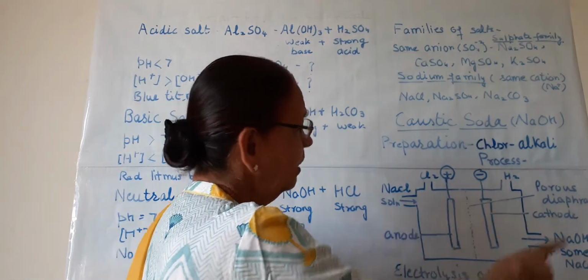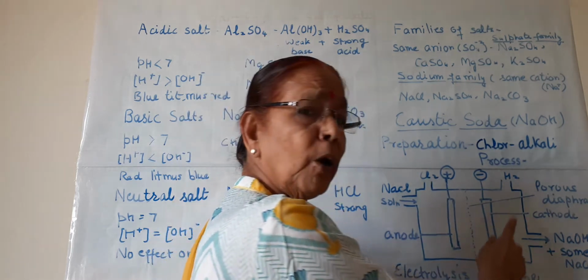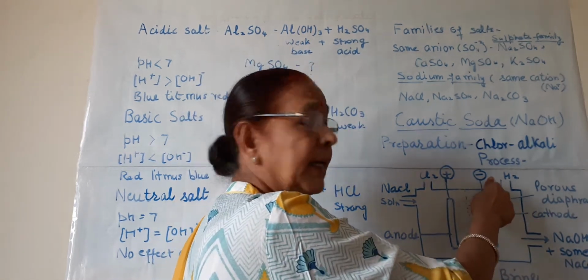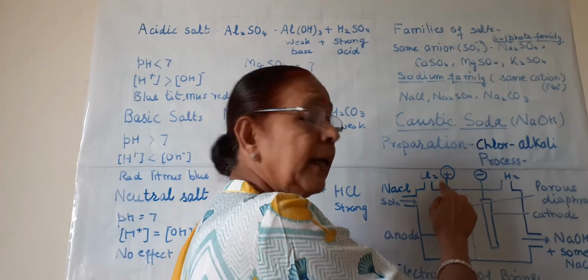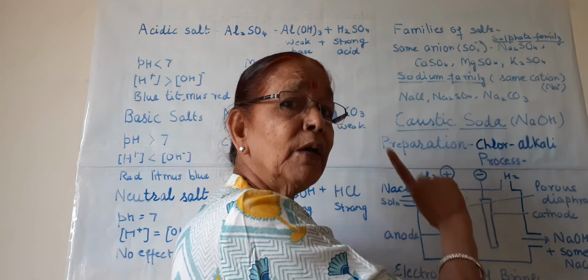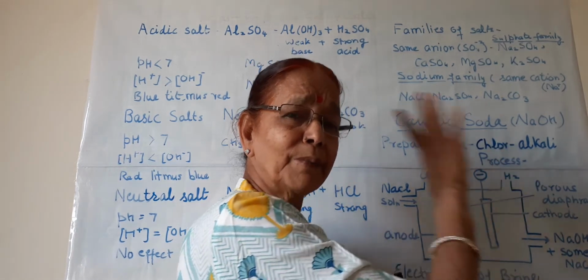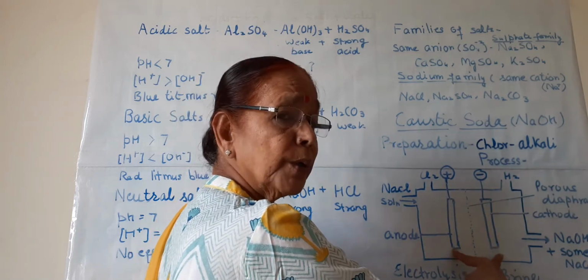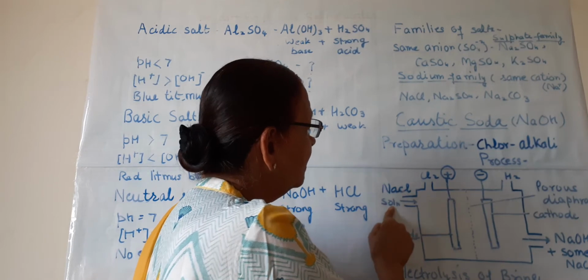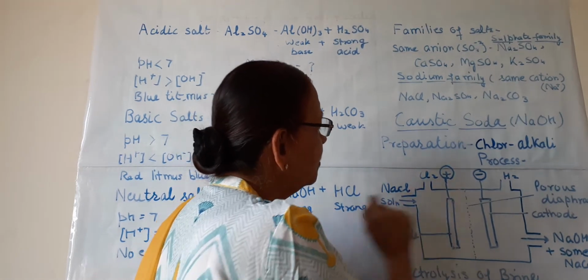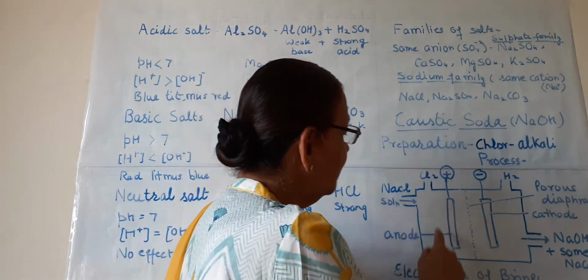How? This is the cell, and these are two electrodes, anode and cathode. All of you know, the cathode is the negative electrode and the anode is the positive electrode. On the anode, anions are deposited, which are negative. On the cathode, cations are deposited, which are positive. So two electrodes are there, and from the upper side, this NaCl solution or brine solution is put in the cell. So brine is coming in.